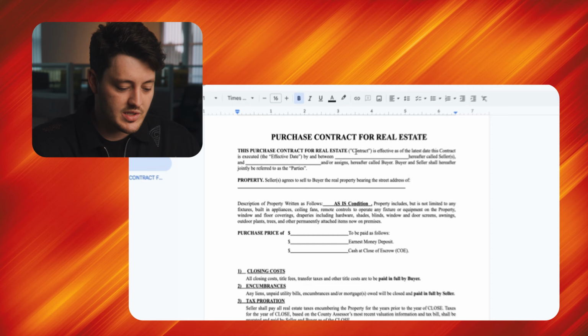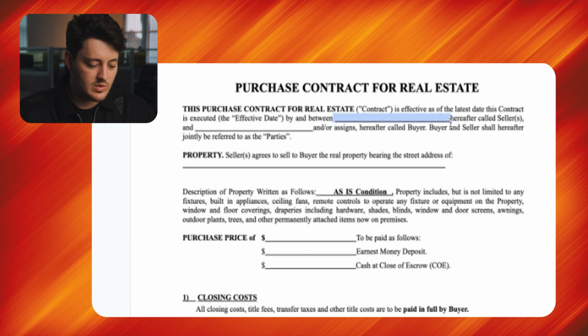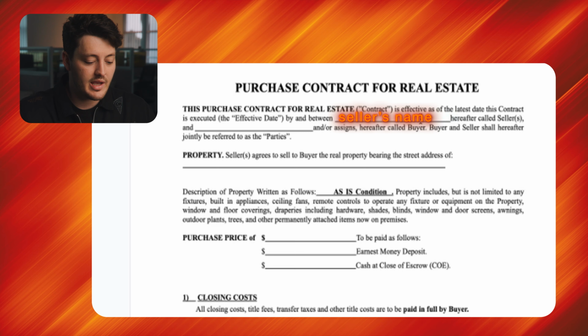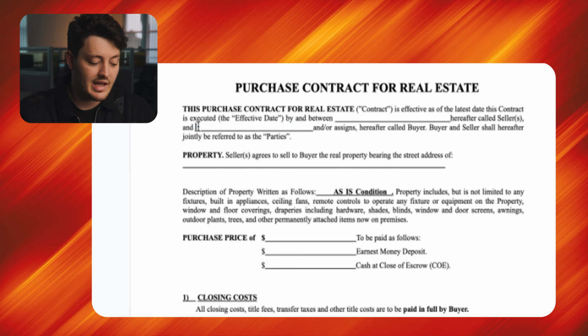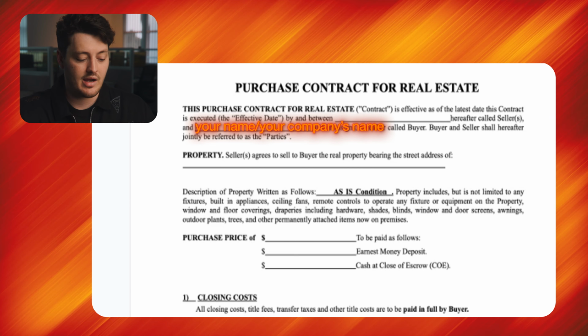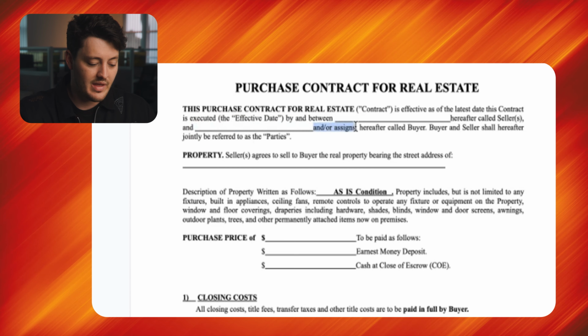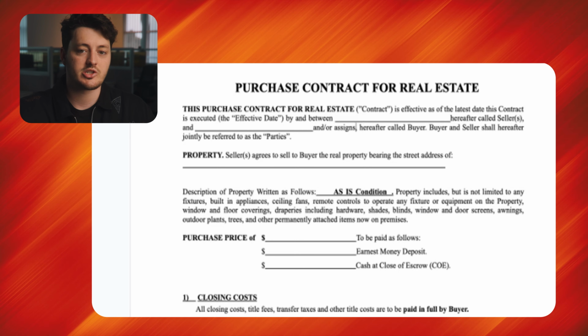The purchase contract for real estate, the first thing we want to look at is this first line right here. This is going to be where we will put the seller's information. So whoever you're talking to about selling the property, that's where their name's going to go. The second line is going to be where you put your name or your company's name as the buyer. Now you're going to see this little verbiage here, "and or assigns." This is the first part that allows us to make this contract assignable.